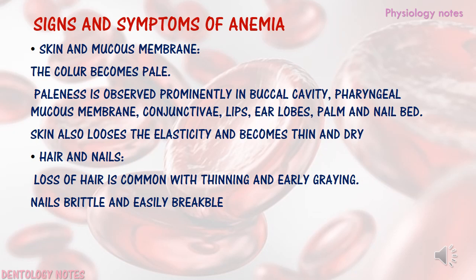Signs and symptoms of anemia: skin and mucous membrane. The color becomes pale. Paleness is observed prominently in buccal cavity, pharyngeal mucous membrane, conjunctiva, lips, earlobes, palm and nail bed. Skin also loses elasticity and becomes thin and dry. Hair and nails: loss of hair is common with thinning and early graying. Nails are brittle and break easily.